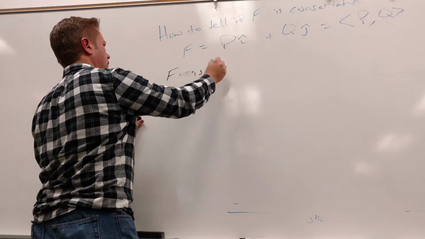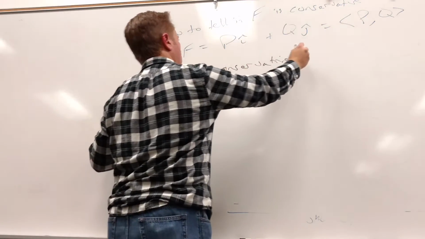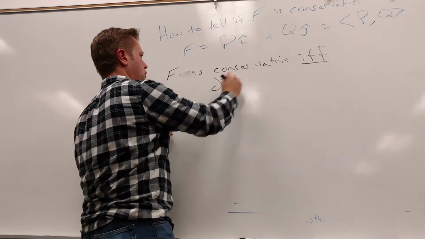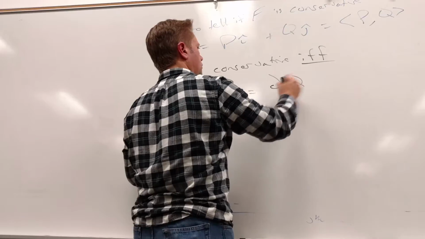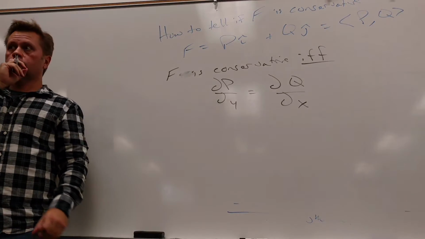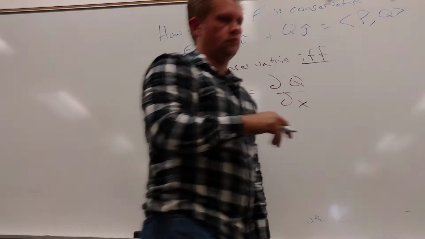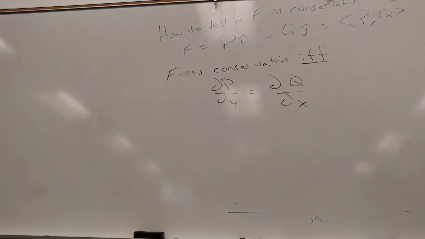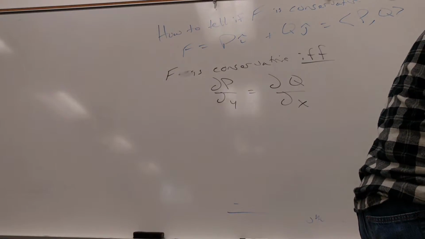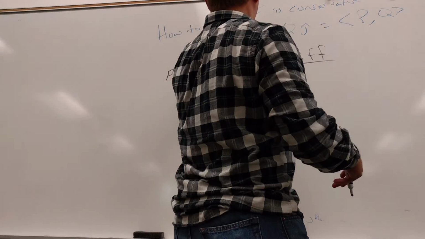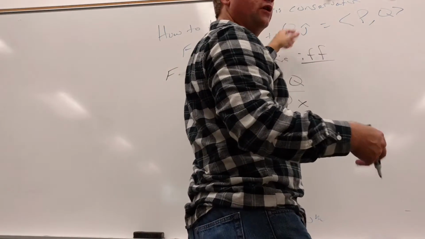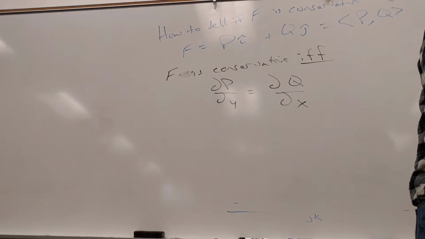F is conservative if and only if dP/dy equals dQ/dx. It's very weird, but it's actually not that horrible. It's like taking f_xy and f_yx. Exactly. But the P and Q are separate functions. They could be functions of x and y.